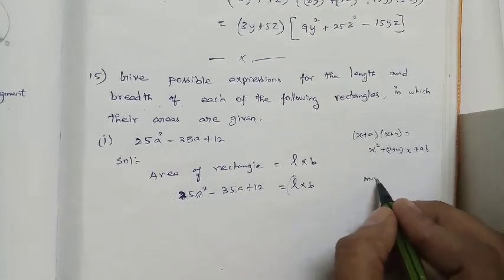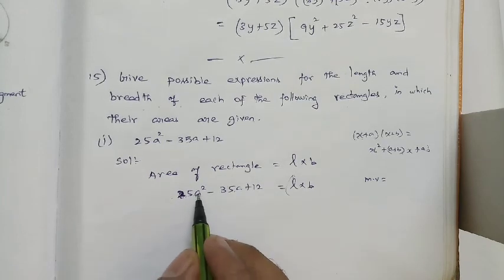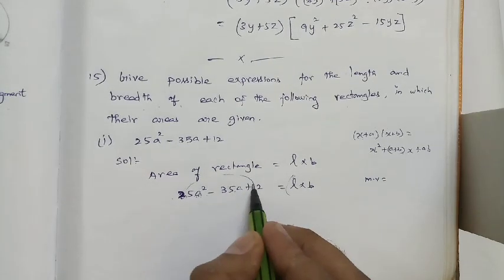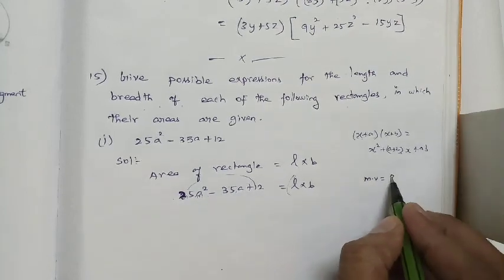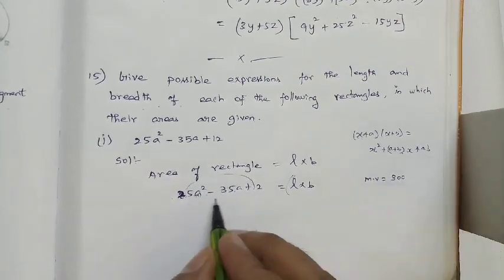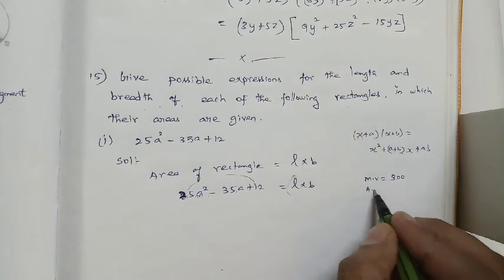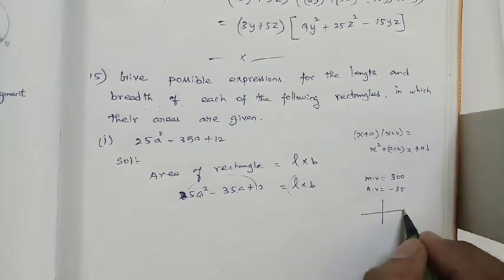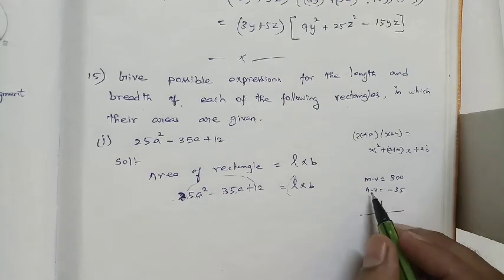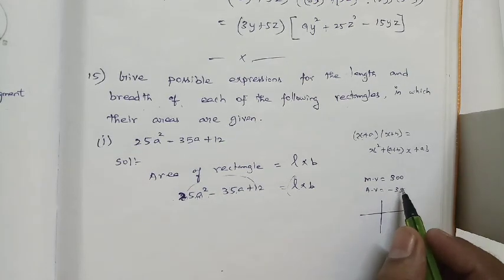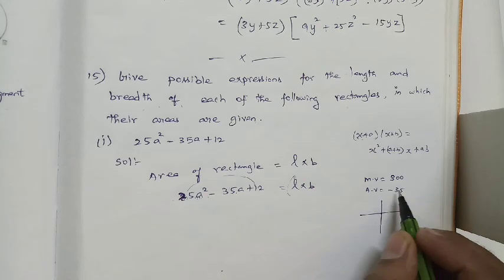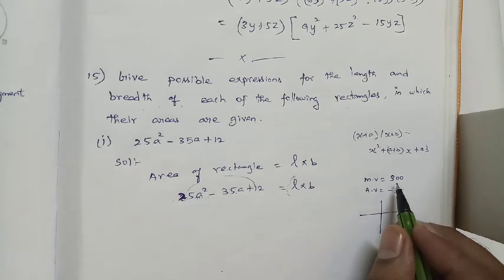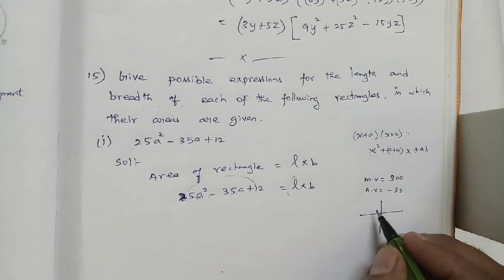Multiply value is nothing but the coefficient of a square into the constant. So 25 into 12, how much? 300. And the addition value is nothing but minus 35. So for splitting, while adding the two numbers we want to get 35, and while multiplying the same two numbers we want to get 300. Which numbers are possible?